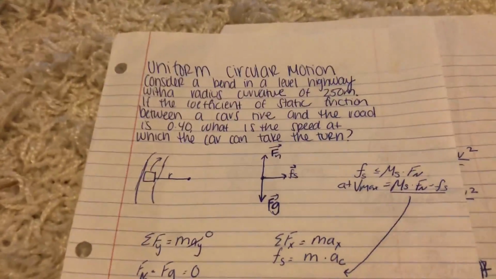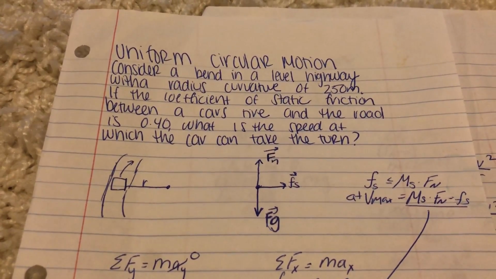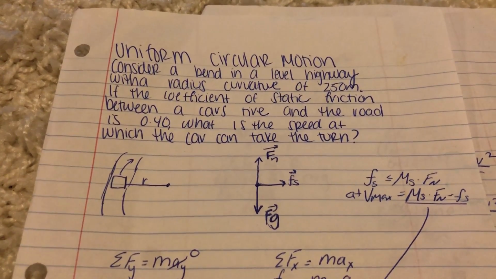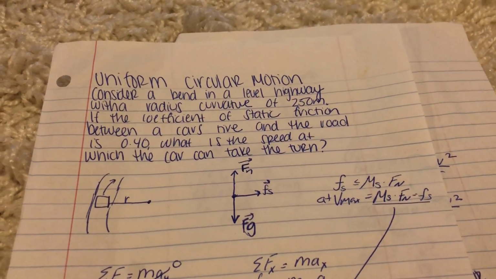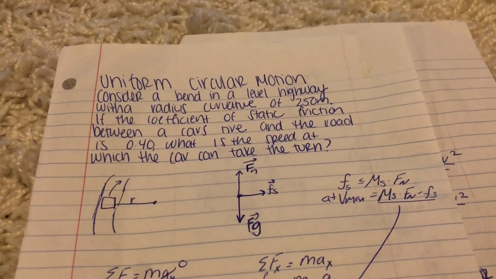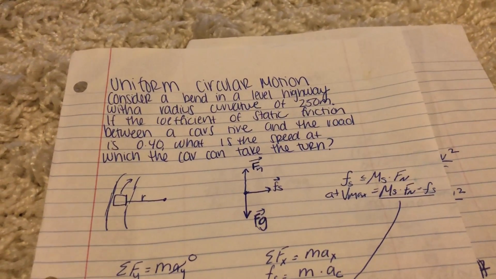Okay, here's a video reassessment for uniform circular motion. The question I chose was: consider a bend in a level highway with a radius of curvature of 250 meters. If the coefficient of static friction between a car's tire and the road is 0.4, what is the speed at which the car can take the turn?